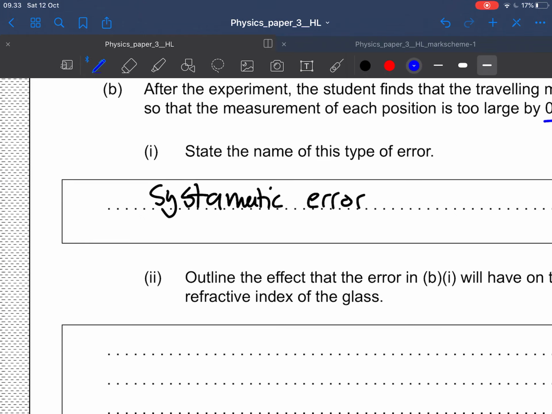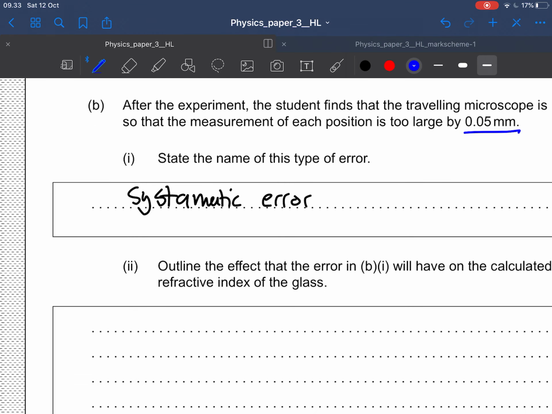Systematic. The issue is that this is different from, now remember that there are only 2 types of errors. There's random errors and there's systematic errors. Random errors can be improved by repeating experiments. So if you measure the temperature of a room again and again, there's going to be some sort of random error, because every time you measure it, it's going to be different. And that can be improved by repeating the experiment over and over again.